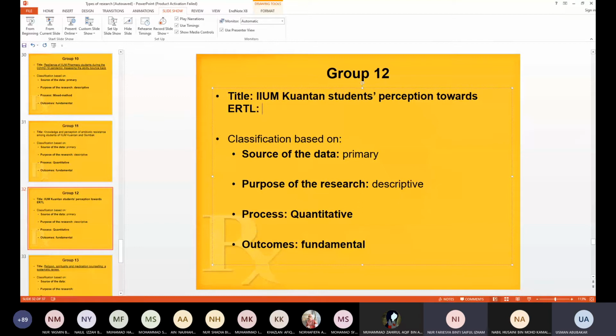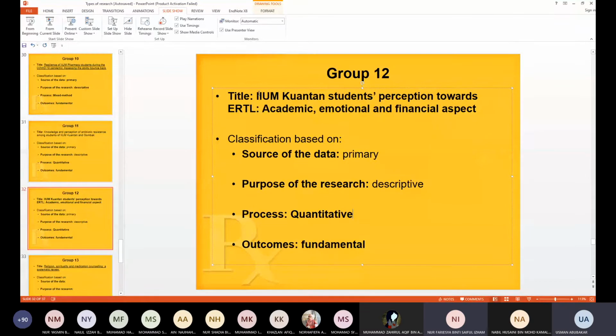How do you classify this? For the source of the data, it is primary because we want to use a survey. Okay, for the purpose, it is descriptive because we want to know the response of the student regarding the ETRL, how they are affected, and describe the situation that happened. All right, the process. Yes, for the process, it is mixed method.